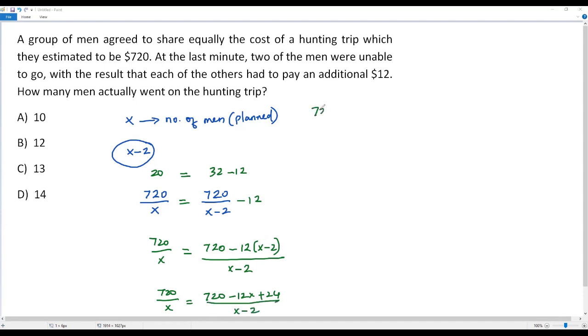Okay, here 720 divided by x equals, now we can combine this 720 and positive 24. I'm getting 744 minus 12x divided by x minus 2. Okay, now we can do cross multiplication.